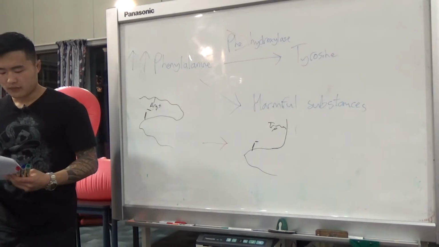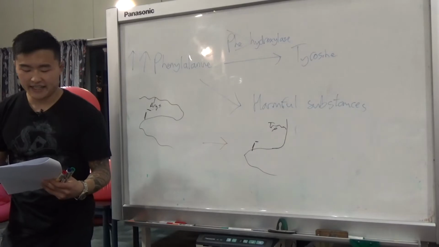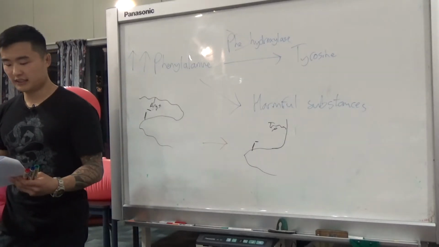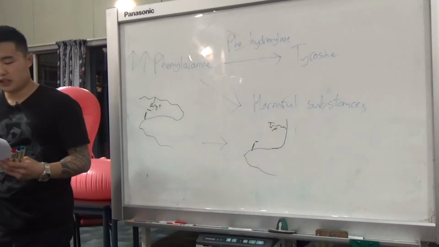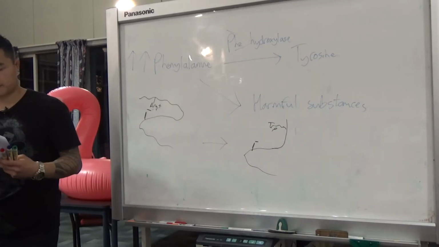Okay. So because the change in the DNA resulted in a change in the amino acid sequence, this is an example of a missense mutation. Okay.